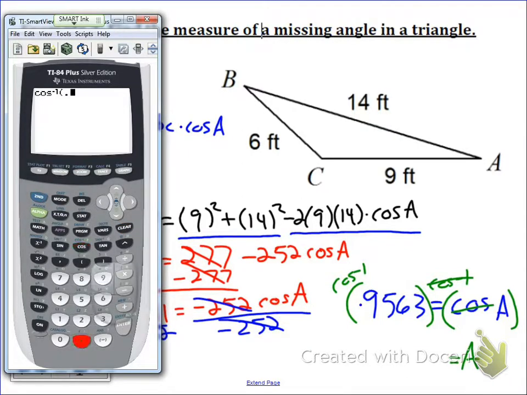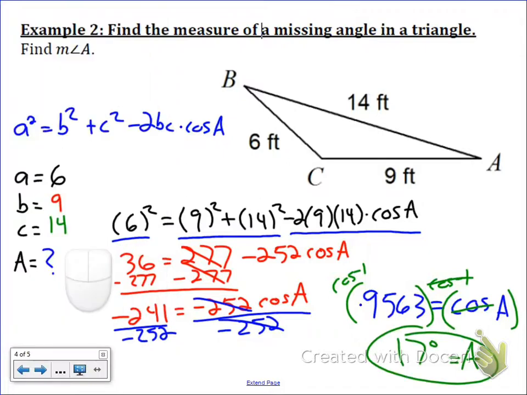of 0.9563. Press enter, and I'm going to get about 17.0. We can go ahead and call this 17 degrees for my answer, and then make sure we label with degrees. So the measure of angle A is going to be 17 degrees.